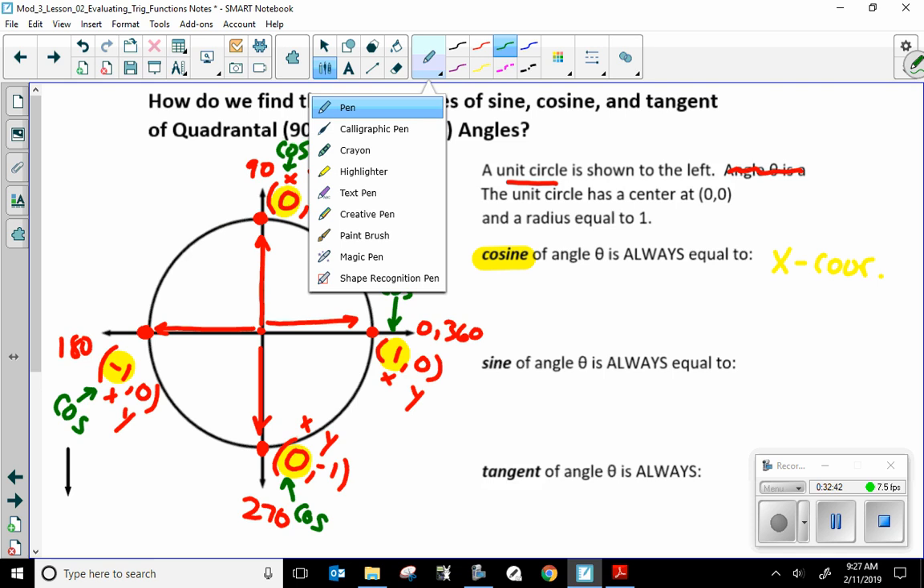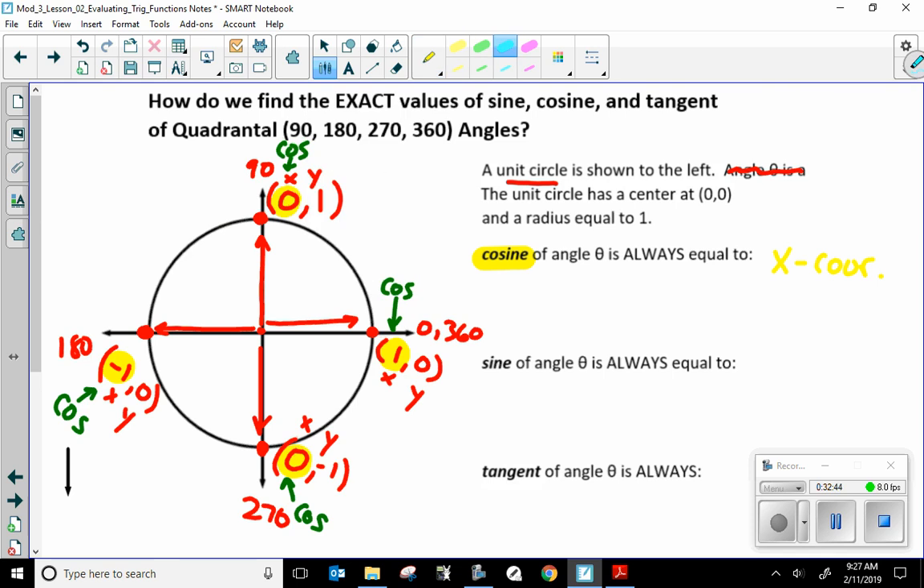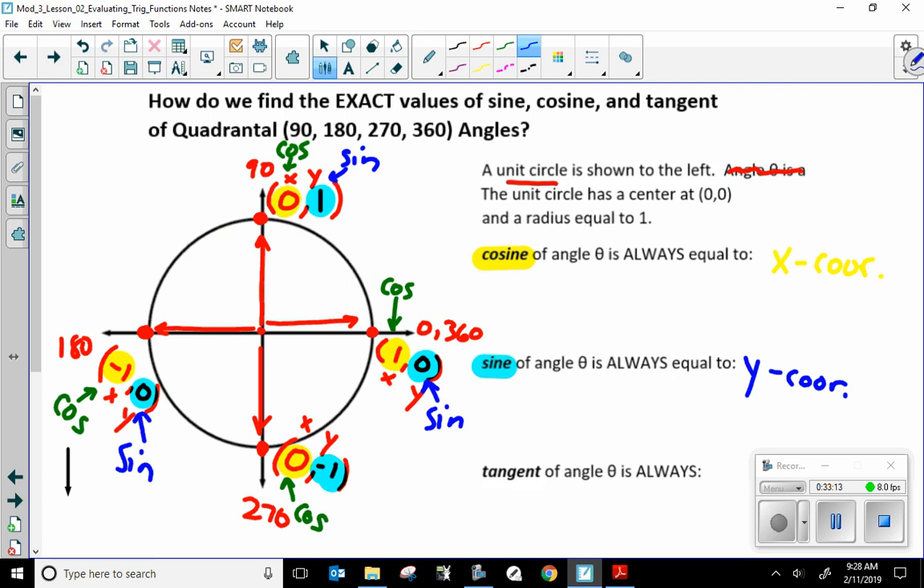So if the cosine is the x value, what do you think the sine is? The sine is the y value at all these points. So the sine is the y coordinate at all of these points. Here's the sine of 90. It's literally right in front of your face. Sine of 180, and the sine of 270.